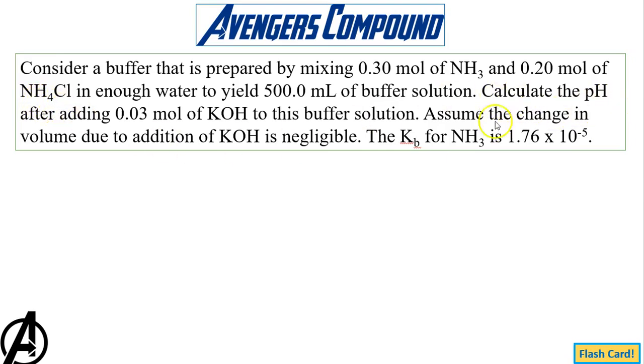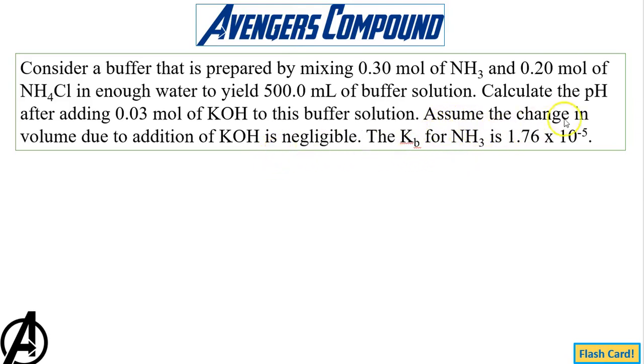It says, calculate the pH after adding 0.03 moles of KOH. We know K plus does not matter, so it's really OH minus here. So now we're adding a strong base to this buffer solution, and they want us to calculate the pH. When we did this before, we know there were a lot of RICE tables involved, right? But this time, we're going to be able to use the Henderson-Hasselbalch equation. We'll talk about how to get through that.